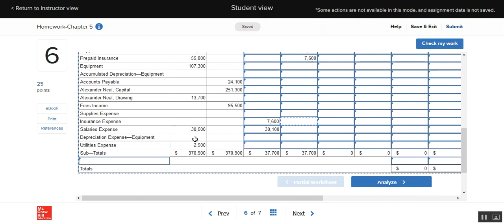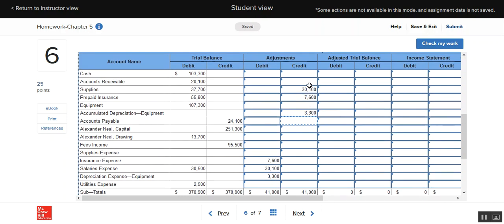So find your depreciation expense. And remember in the last problem I said depreciation expense and accumulated depreciation go together. So there's our accumulated depreciation. That one is a credit. It's a contra asset, so it works backwards from a regular asset. To make a contra asset go up, we credit it.